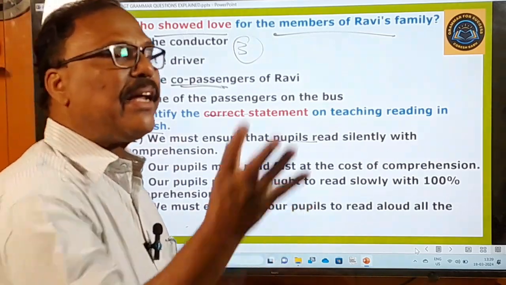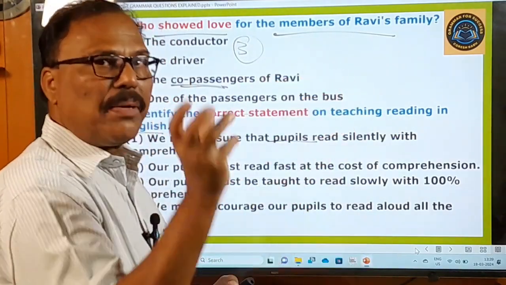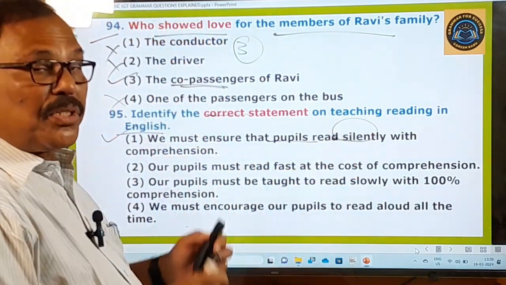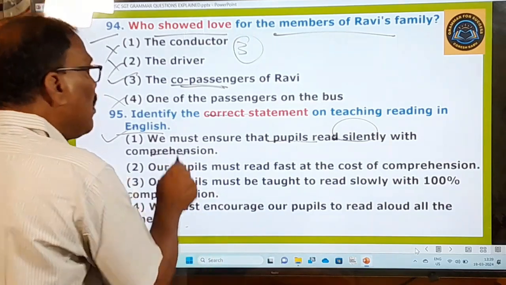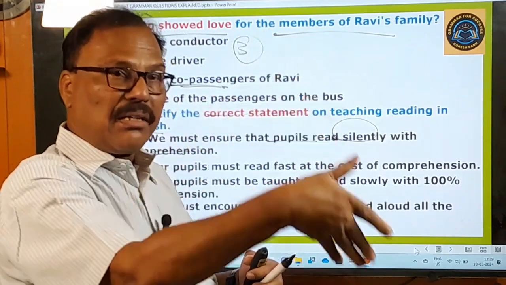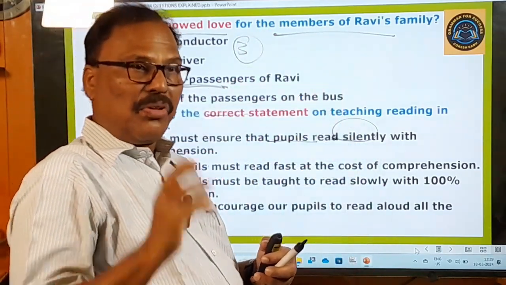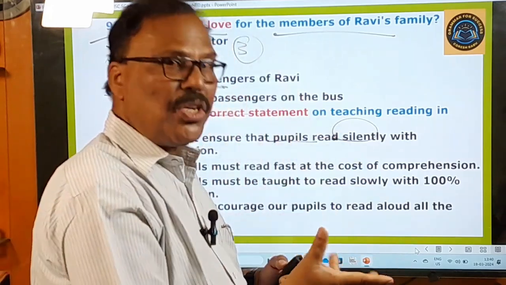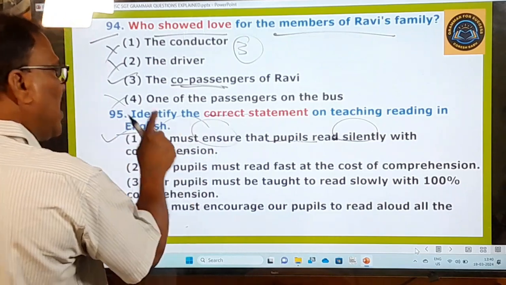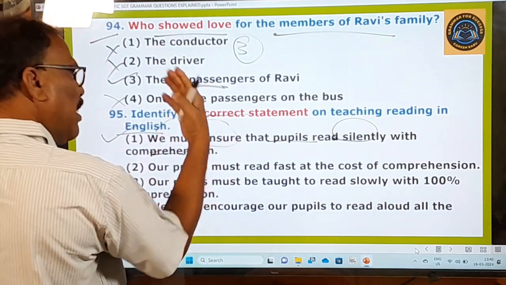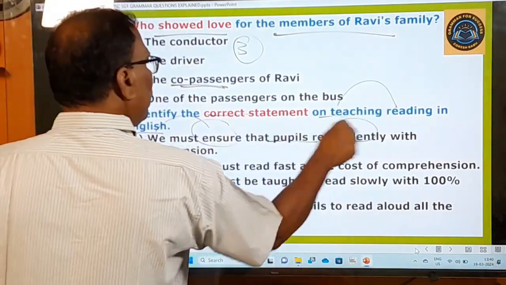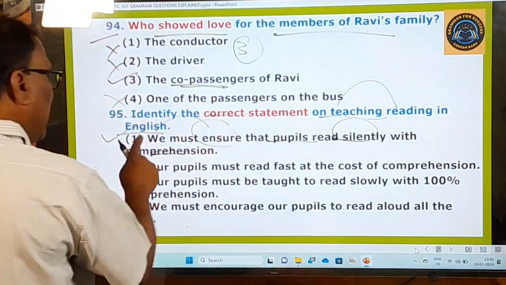The teacher must encourage the students to read how? Silently. That's very important. You must read silently with comprehension. With comprehension means understanding the whole matter, the passage, the things that are in that matter. So, while understanding the passage, you must read silently. This is what the teacher must ensure. The teacher must ask the students to do this. So that's why it is correct on teaching reading English.